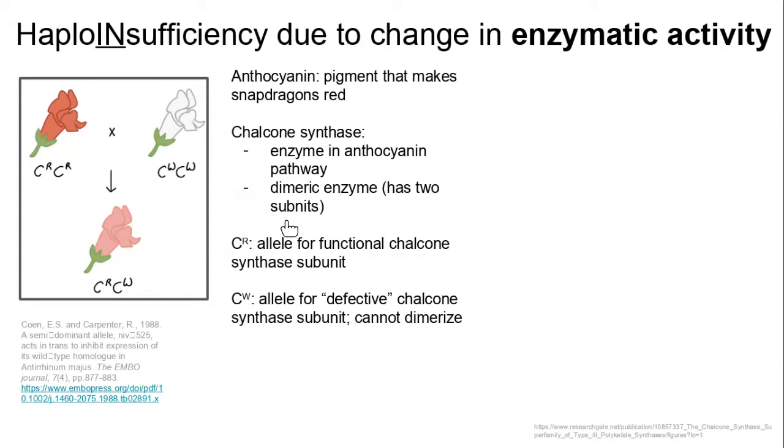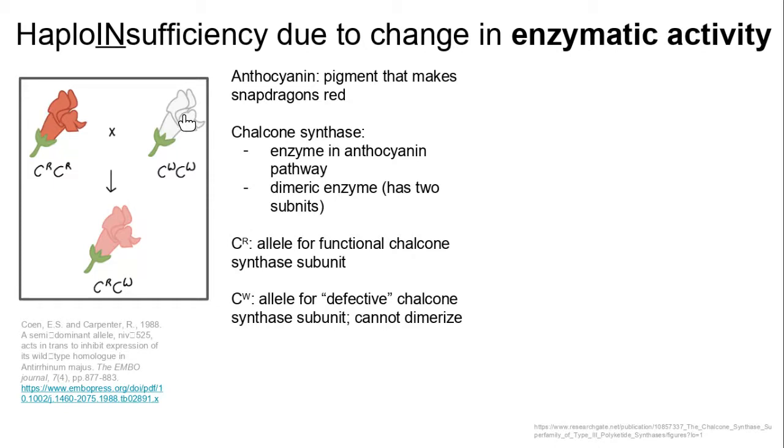So, an example of haploinsufficiency. The classical example is snapdragons, and in reality it's not this simple. We'll see some pictures of this. You have a red flower, which is red because it makes this pigment called anthocyanin. So if you have a bunch of anthocyanin, the flower is red. And if you don't have a bunch of anthocyanin, then it's white.